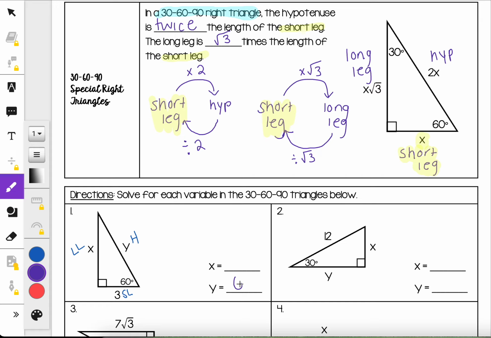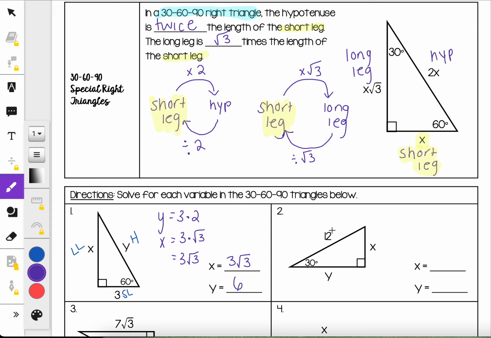So y is going to equal 6 because that is 3 times 2. And my long leg x is going to be 3 times, so my short leg to my long leg is the square root of 3, which is simply 3 root 3.